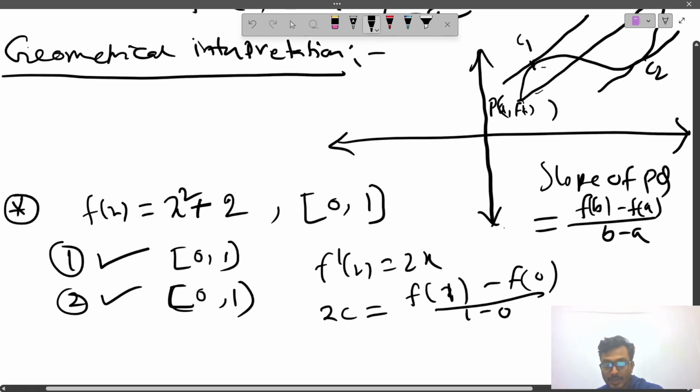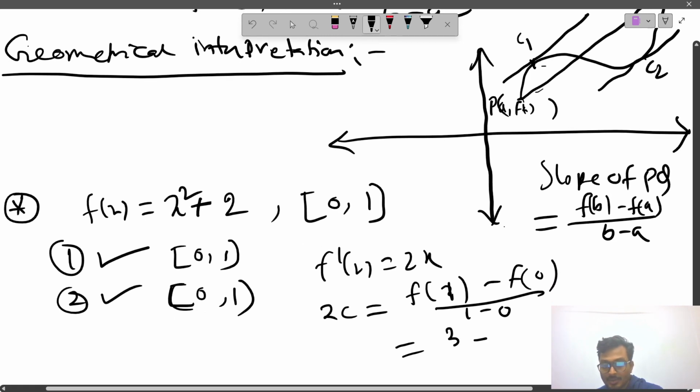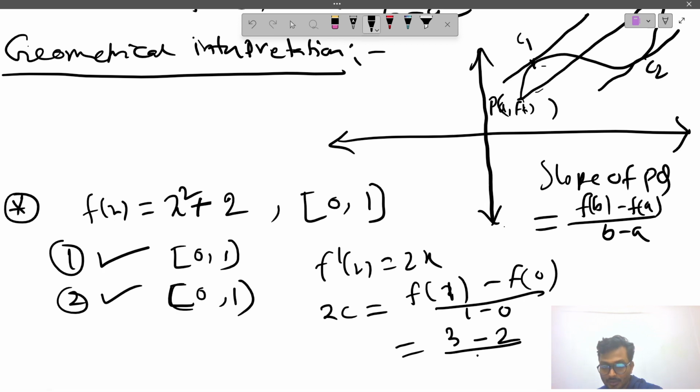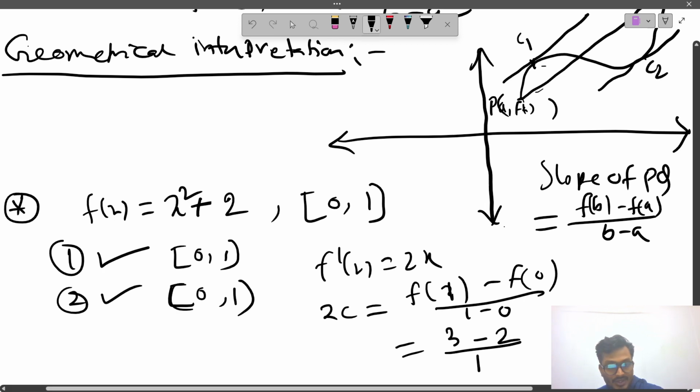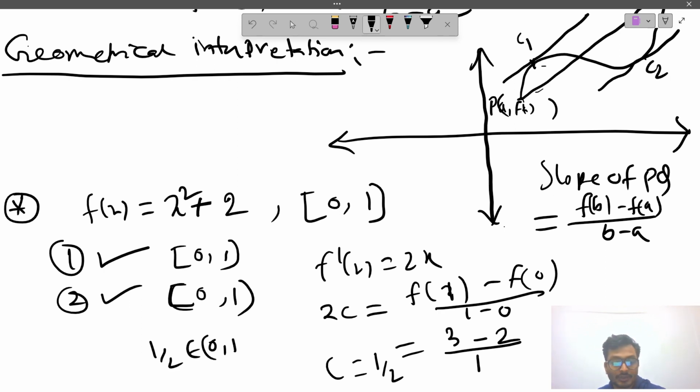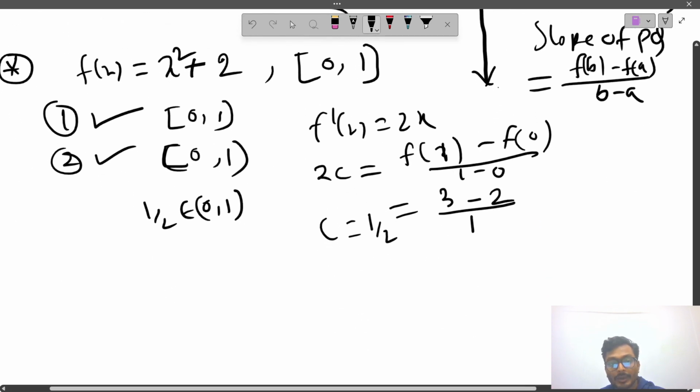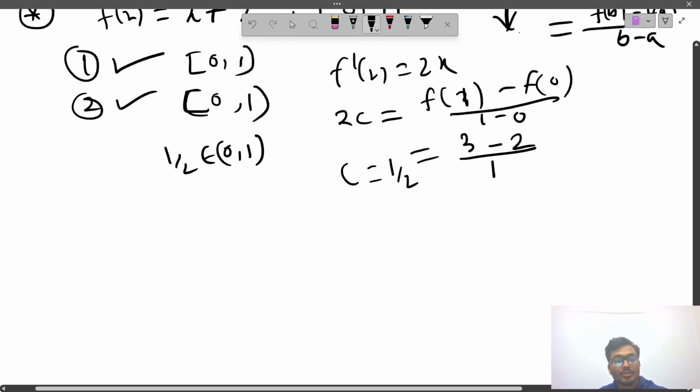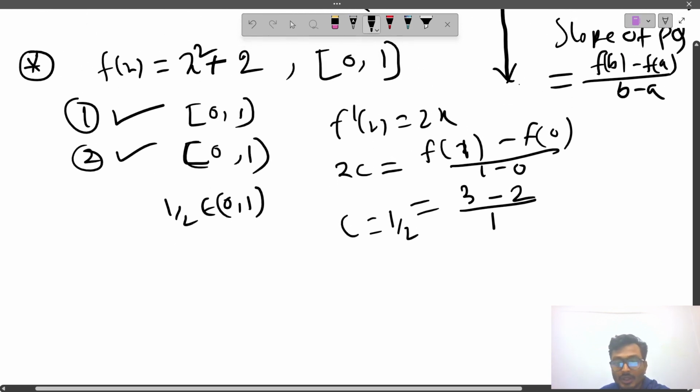So what is f of 1? F of 1 is 3, f of 0 is 2, so (3 minus 2) by 1. So c is 1 by 2. Now we can see that this 1 by 2 is inside (0, 1). So for this function, Lagrange's theorem is applicable, right? So this is the thing.